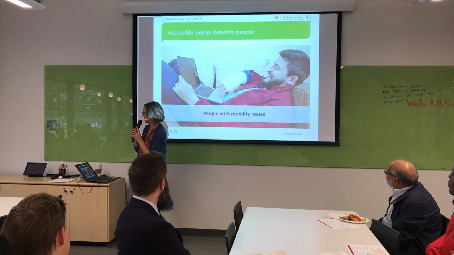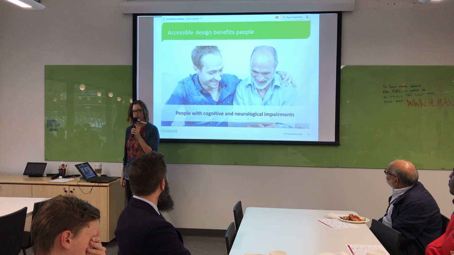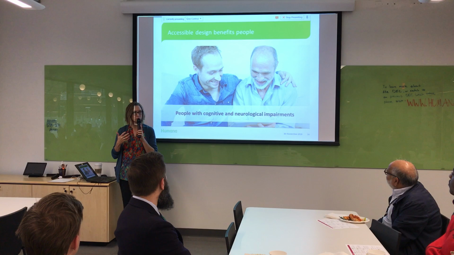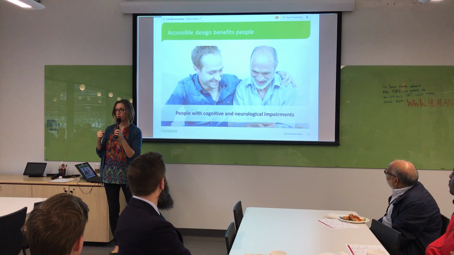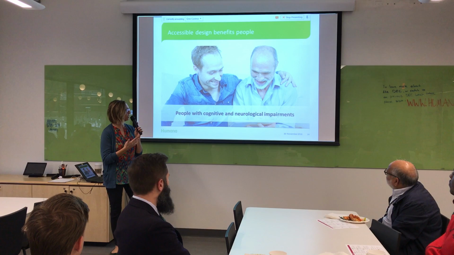And finally, people with cognitive and neurological impairments, such as seizure disorders, dyslexia, problems with short-term memory. A lot of our senior members have problems with short-term memory, or even cognitive issues, like maybe English is your second language, or you're a lower grade level reader. Sometimes that can make it hard to comprehend content.